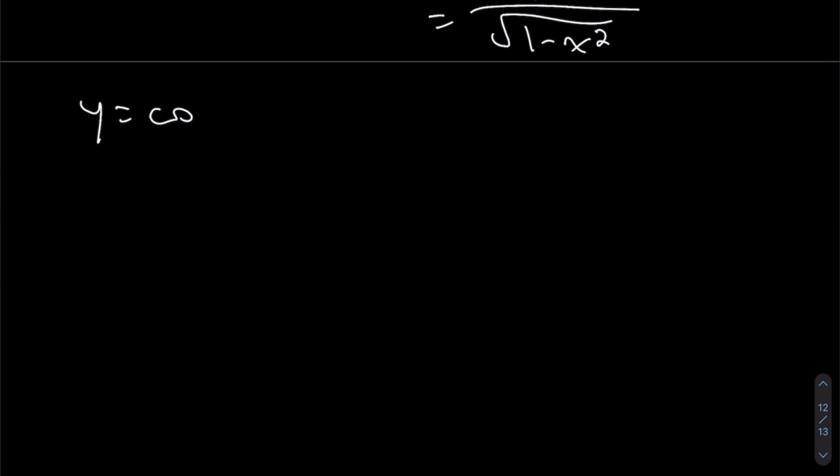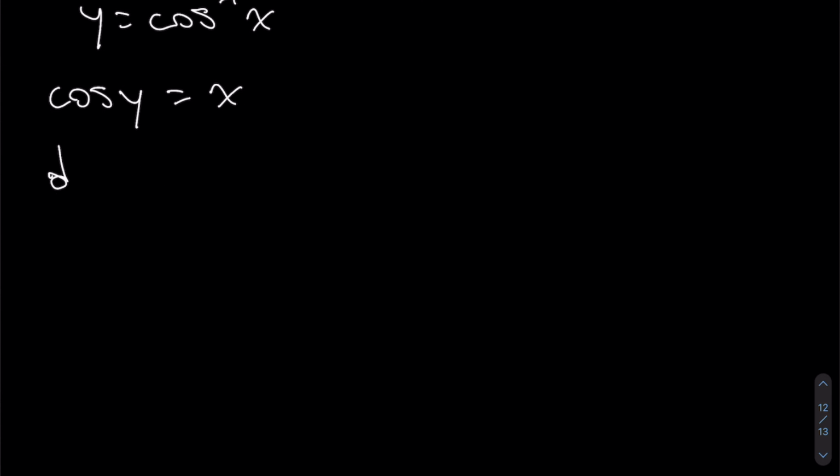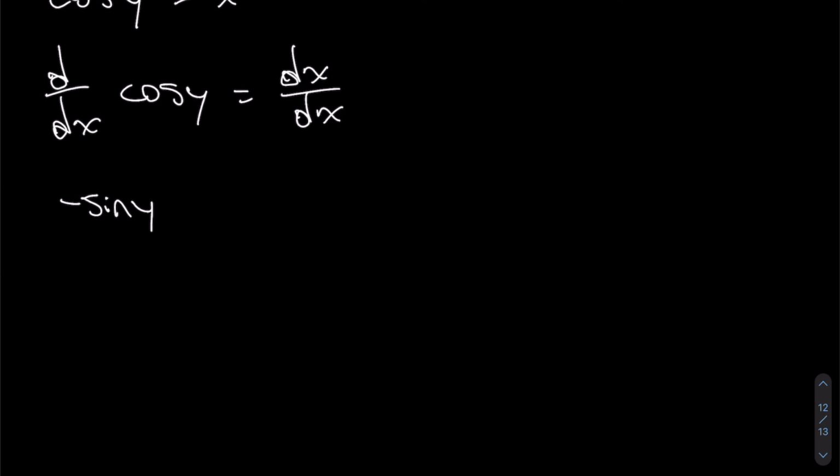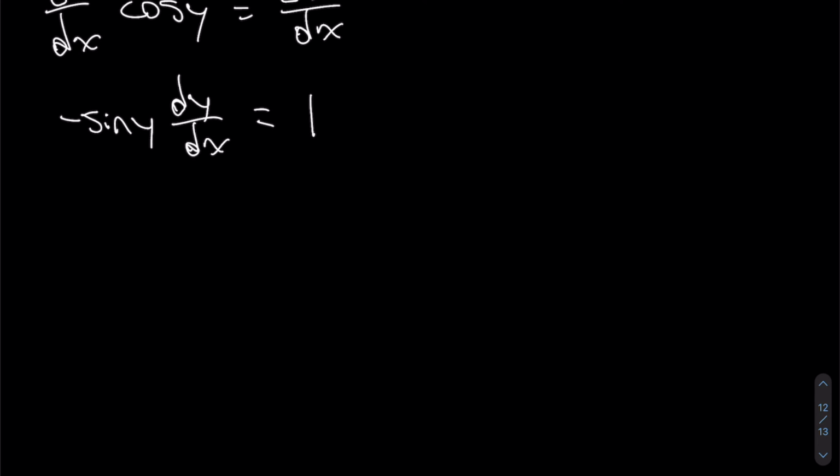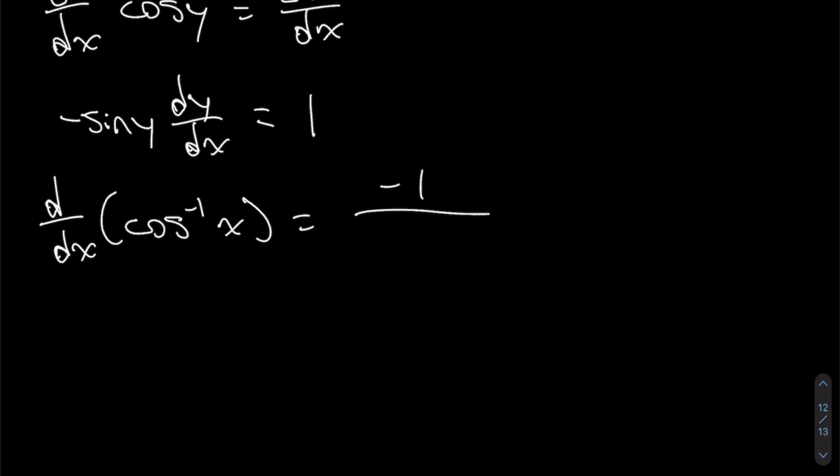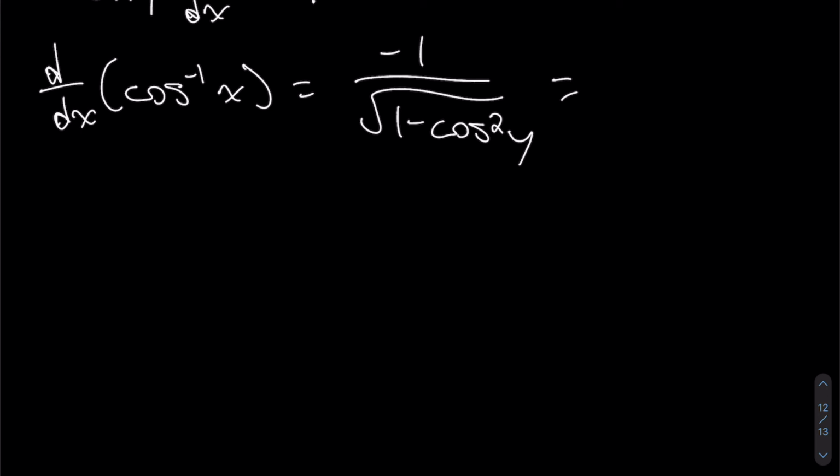Again, I want to do cos negative 1 of x. So I'm going to let y equal cos negative 1 of x, which means that cos y equals x. Now if I take the derivative of both sides, this becomes negative sine y dy by dx equals 1, which means d by dx of y, which is cos negative 1 of x, equals negative 1 over sine y. And sine y is the same as the square root of 1 minus cos squared y. And cos y is x, so this is negative 1 over the square root of 1 minus x squared.